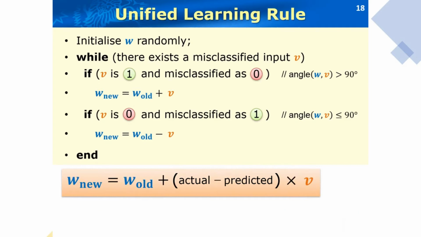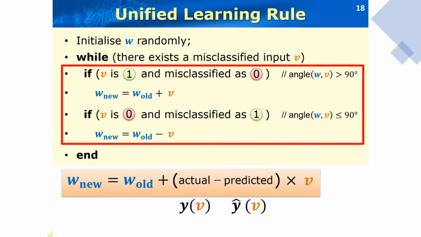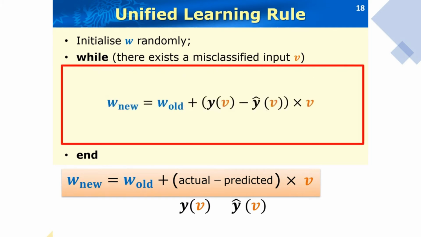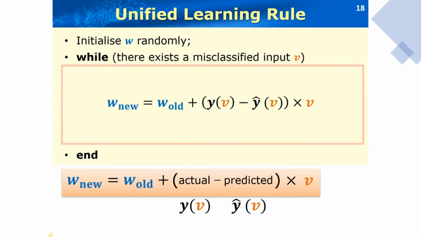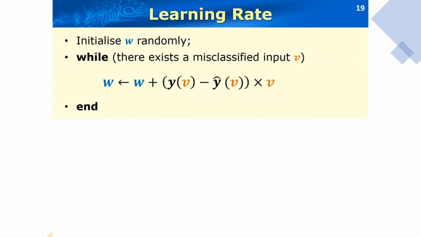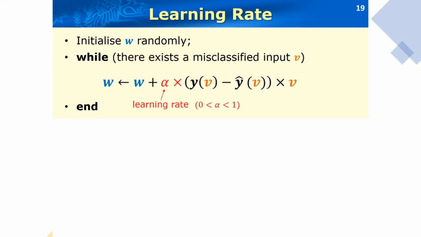To be precise, we use y of v to denote the actual value of v and y hat of v to denote its predicted value. Here, the values y of v and y hat of v are 0 or 1. Then the learning rule can be described as follows. W new is equal to W old plus the difference between actual and predicted values multiplied by v. In practice, we often put a small positive factor alpha in front of the difference. Here, alpha is called the learning rate, whose value is user specified, which is between 0 and 1.